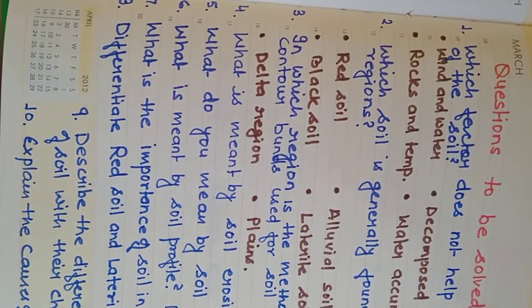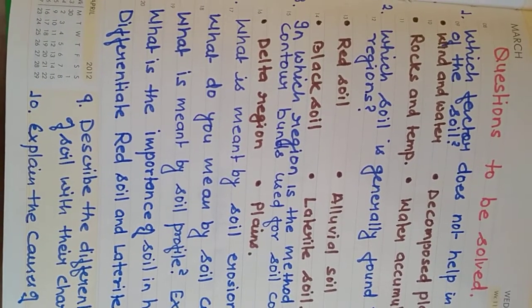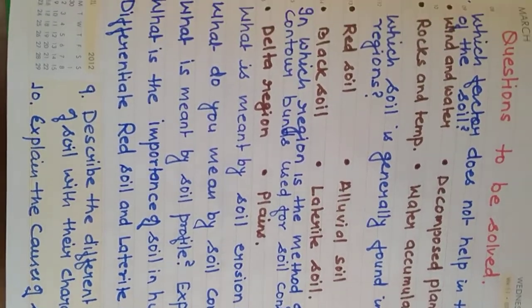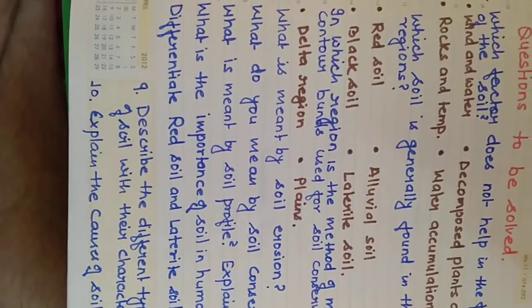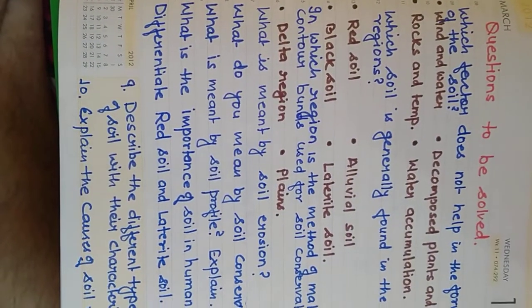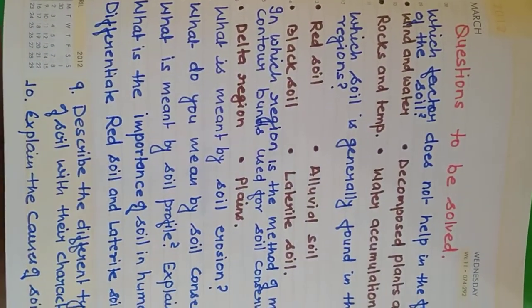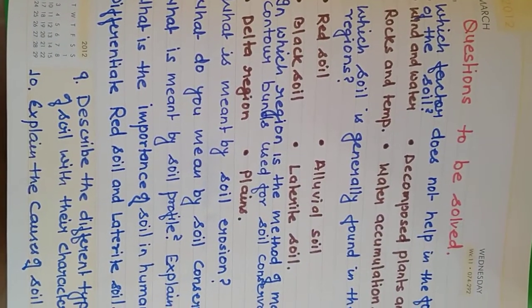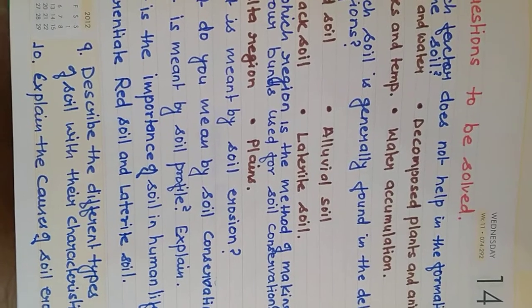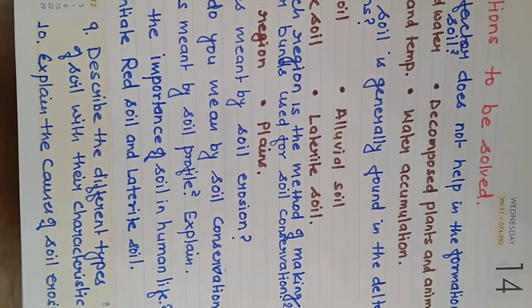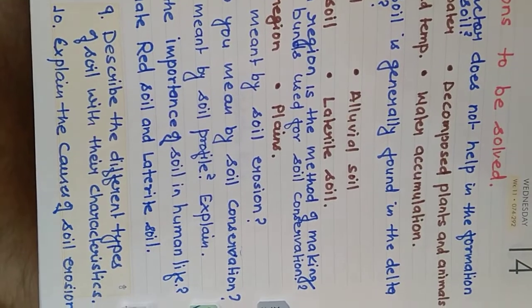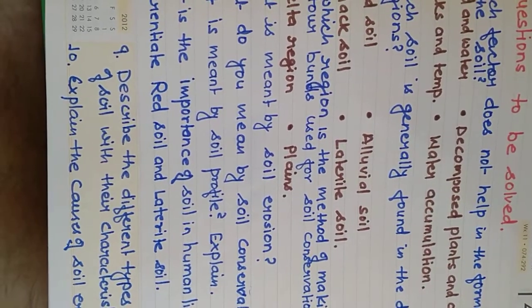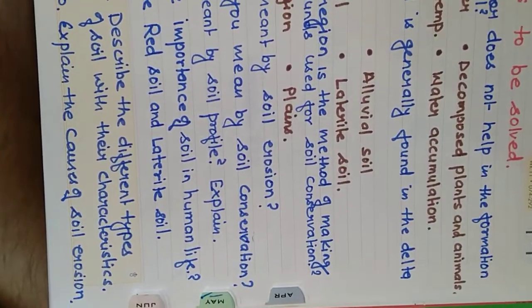And some questions which you have to write in your notebook: What is meant by soil erosion? What do you mean by soil conservation? What is meant by soil profile? You have to explain. What is the importance of the soil in human life? Differentiate red soil and laterite soil, and describe the different types of soil with their characteristics. And the last question is for you: explain the causes of soil erosion.